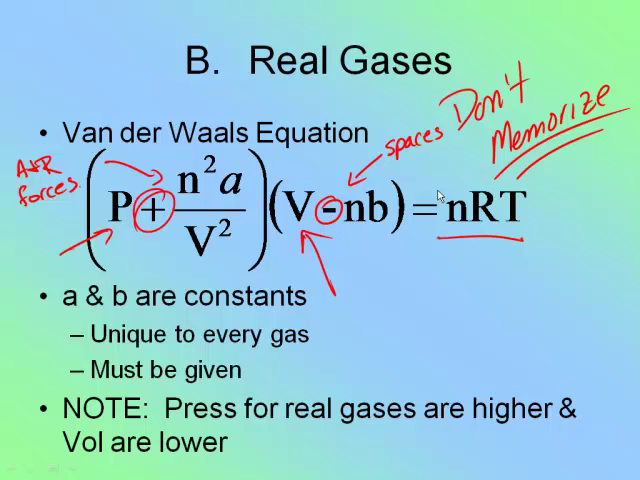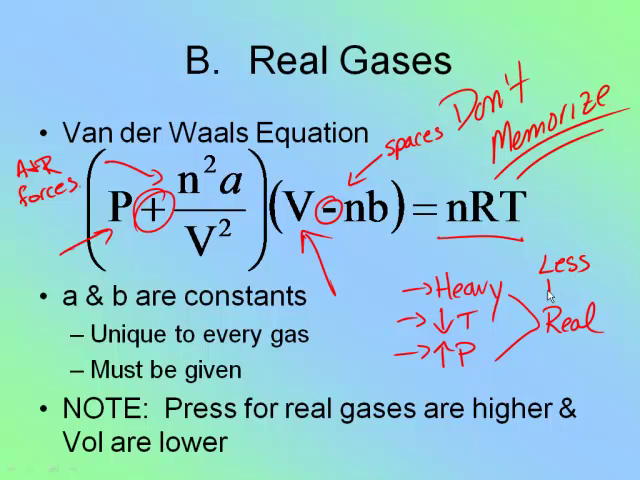So these are the conditions. Again, remember, for real gases, if it's heavy, if it's at low temperatures, if it's at high pressures, these three things are going to give you more real conditions. Actually, I like the phrase less ideal better. Okay? And those are the last two things in the gas laws unit. Real gases and the kinetic molecular theory, both of which basically govern everything we have done up until this point.